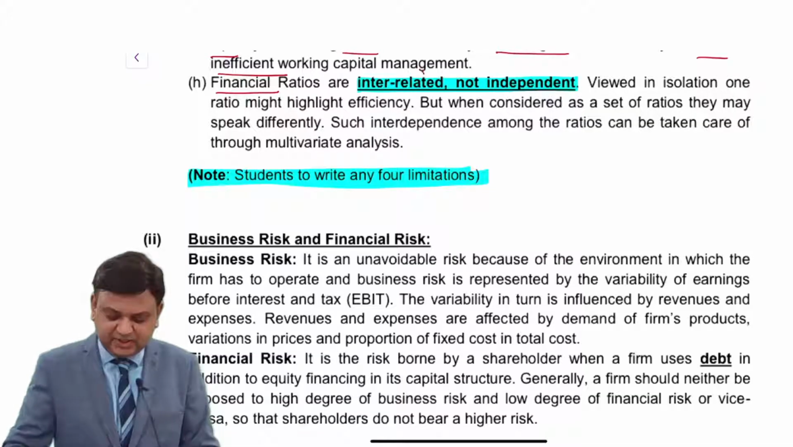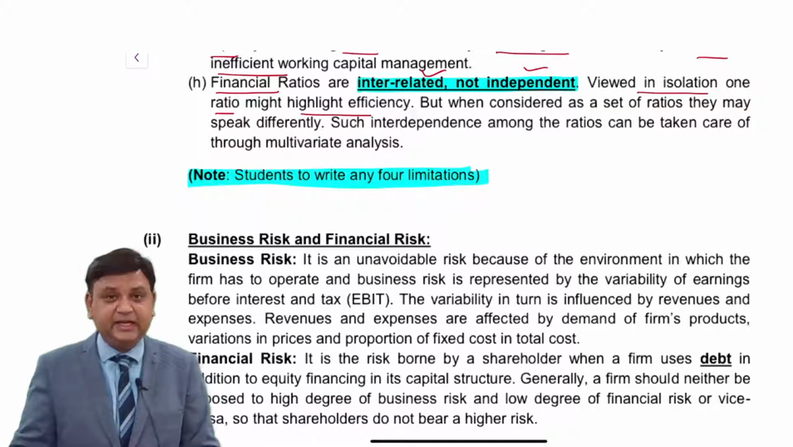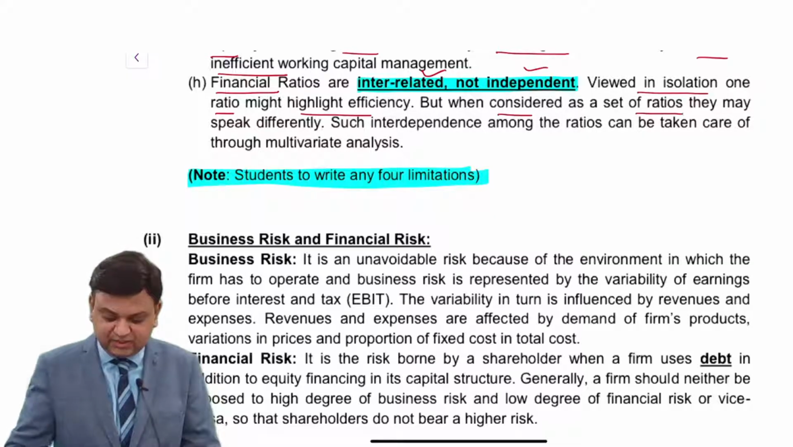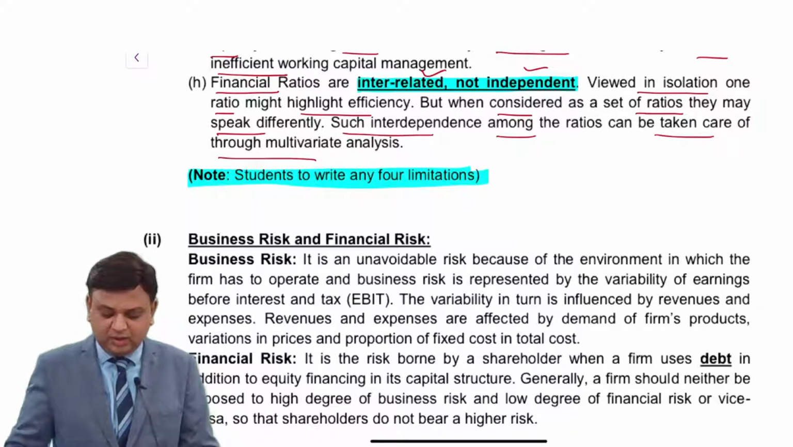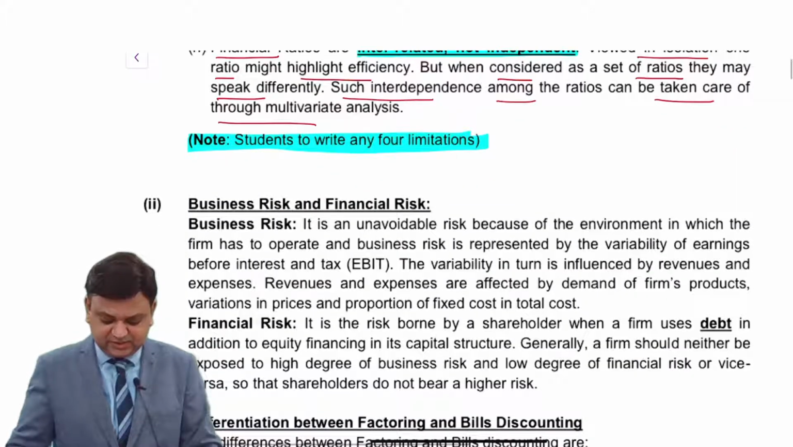Financial ratios are interrelated and not independent. Viewed in isolation, one ratio might highlight efficiency, but when considered as a set of ratios, they may speak differently. Such interdependence among the ratios can be taken care of through multivariate analysis.